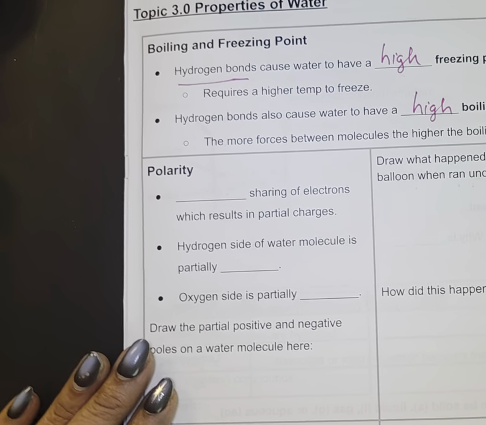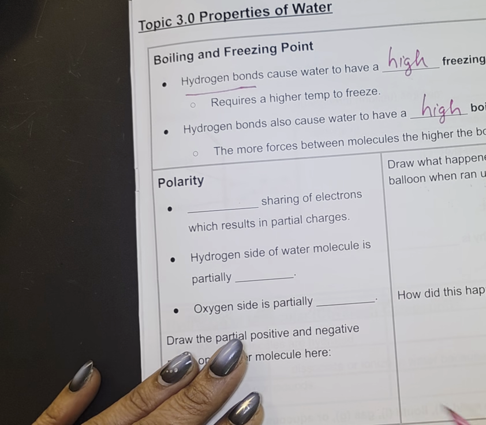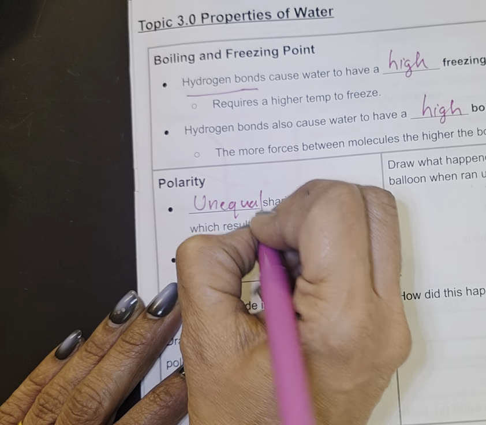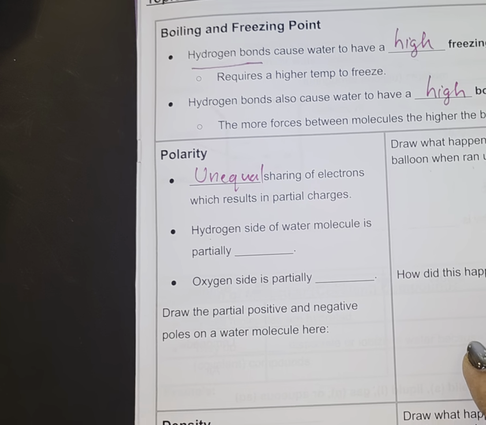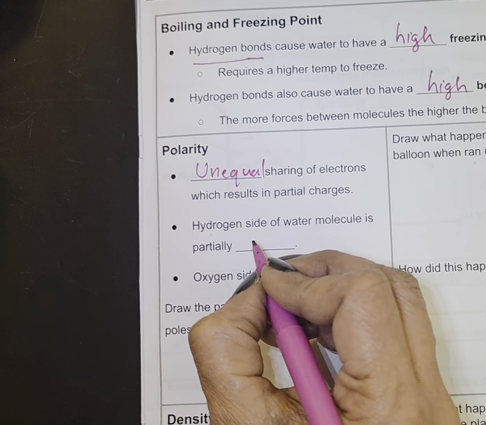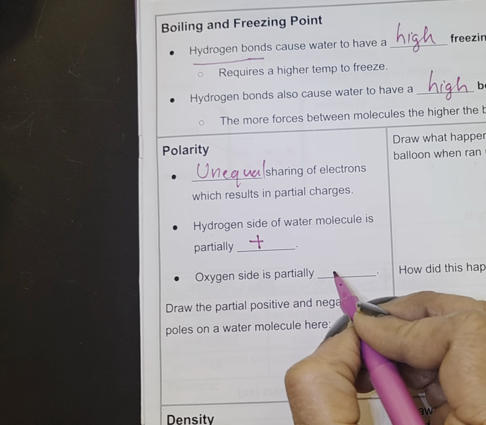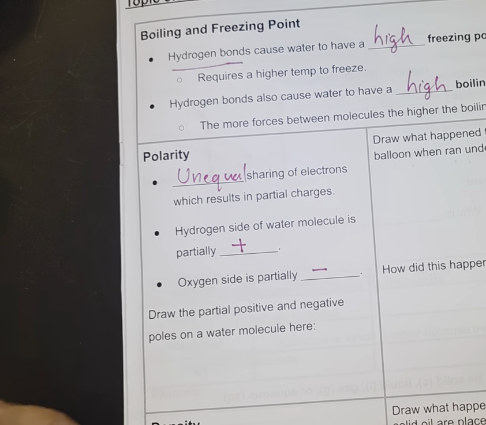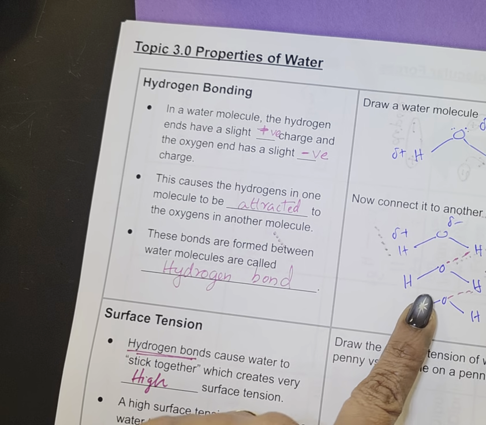Okay, next is polarity. Already we wrote that multiple times. Do I need to write it again? What is polarity caused by? Unequal sharing of electrons. One atom is more electronegative. So hydrogen will get a partial positive charge and oxygen will get what? Partial negative charge. Okay, now we have drawn the images multiple times. I'm not going to draw it again.